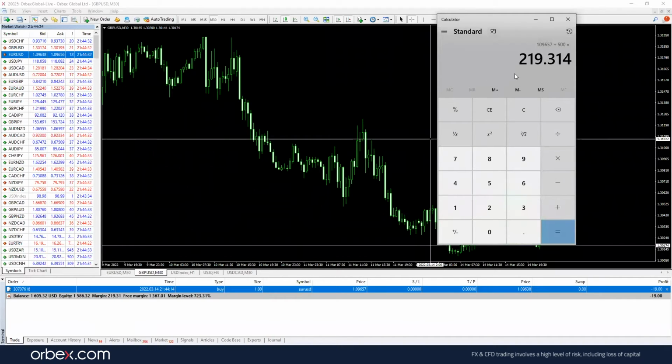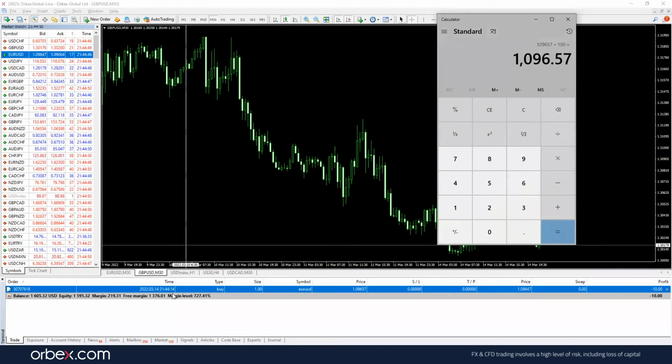If I didn't have the 1 to 500 leverage and I had a 1 to 100 leverage, let's just see what the difference would be. So multiply 100,000 divided by 100. So I'd need $1,096 to open a one lot position on euro dollar.